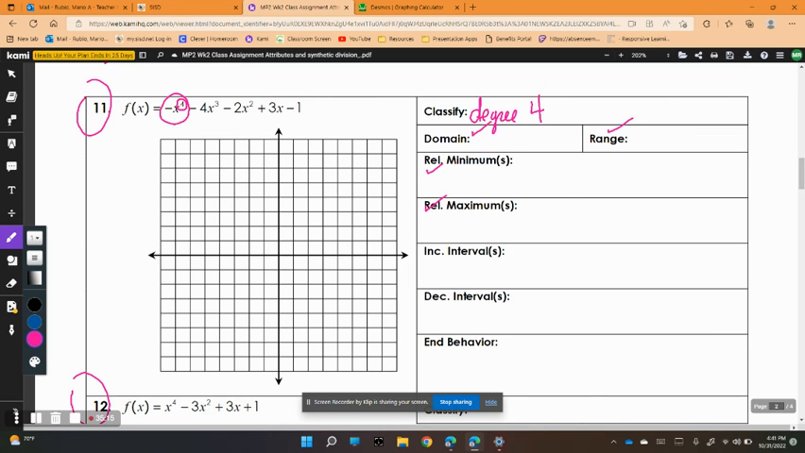To find the relative mins, you'll have to graph. These you'll have to graph. End behavior, you can use the power and the coefficient to figure out what the end behavior is going to be.